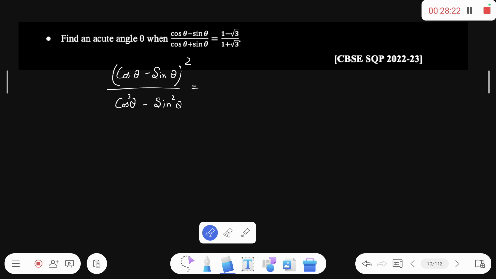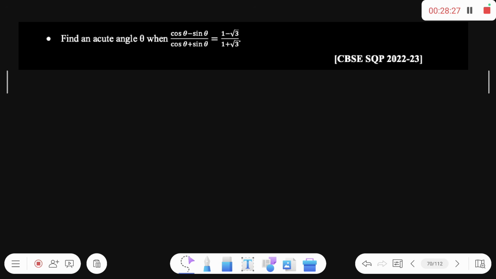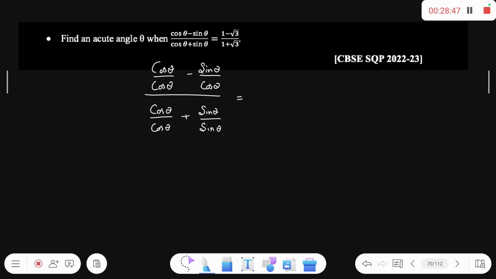Or there is a shortcut method also to solve this. Instead of doing it that way, you can simply divide cos theta by cos theta minus sin theta by cos theta, and below also cos theta upon cos theta plus sin theta upon cos theta, and you will get 1 minus root 3 upon 1 plus root 3. So this is 1 minus tan theta and 1 plus tan theta. 1 minus root 3 upon 1 plus root 3.